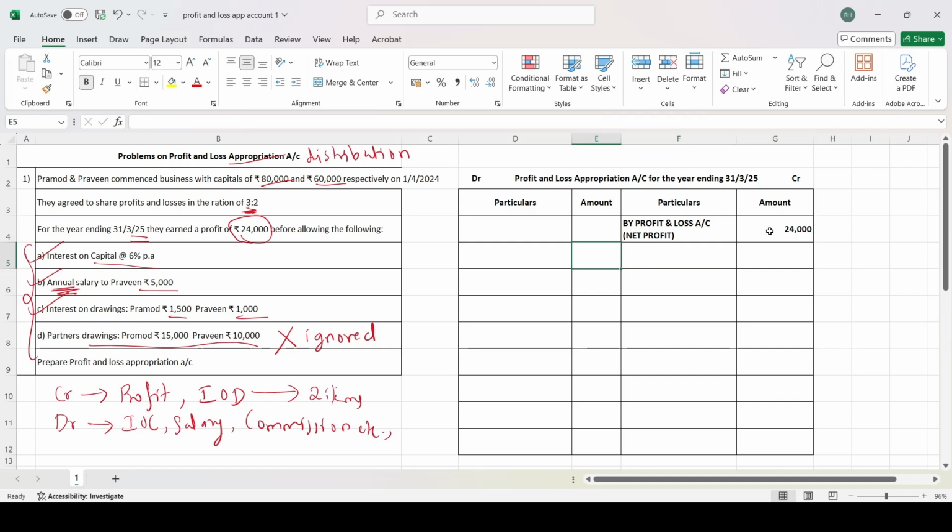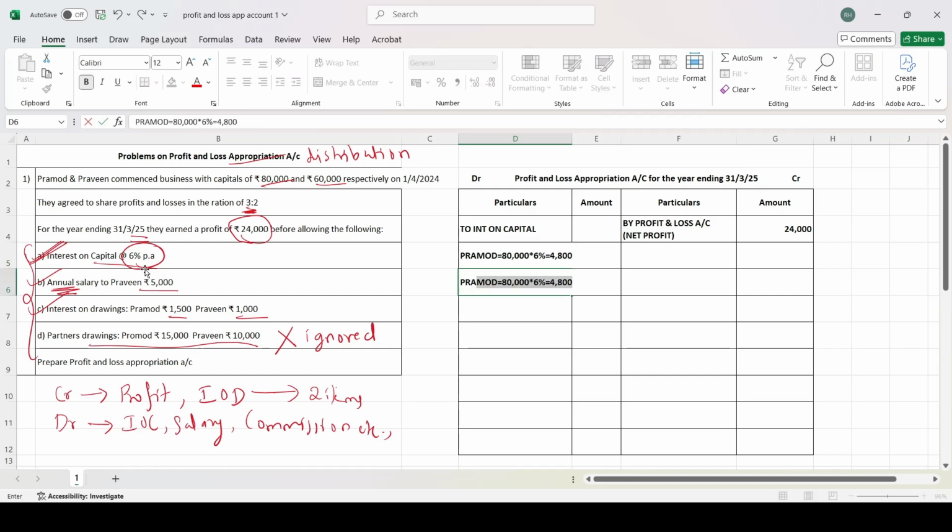Yes, now we have recorded this. Next we will move on to the items one by one here. What is the first item given here? Interest on capital. Interest on capital is at 6% per annum. So interest on capital will come to the debit side. That is to interest on capital. We'll record one by one. Who is the first partner? Pramod. What is the capital of Pramod? Pramod's capital is 80,000 into what is the percentage of interest given? 6%, which comes to 80,000 into 6%. That comes to 4,800.